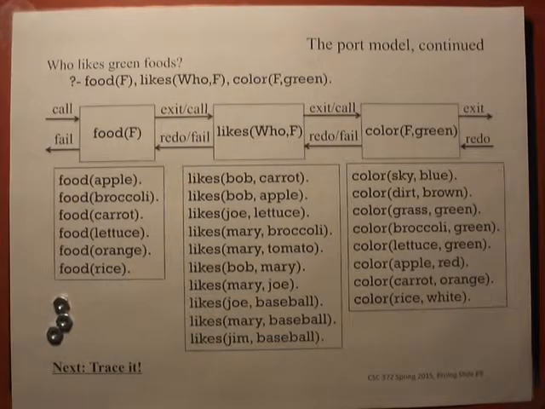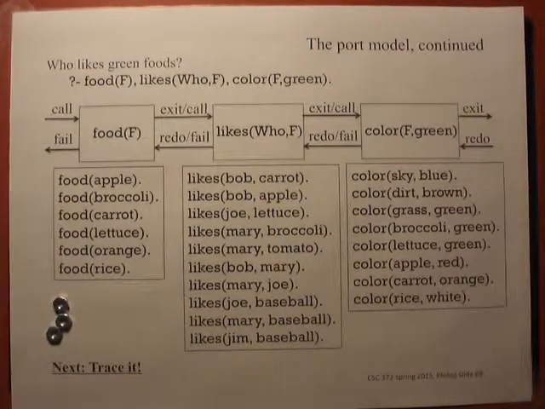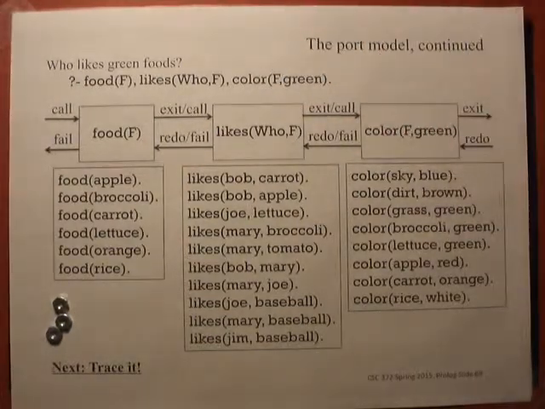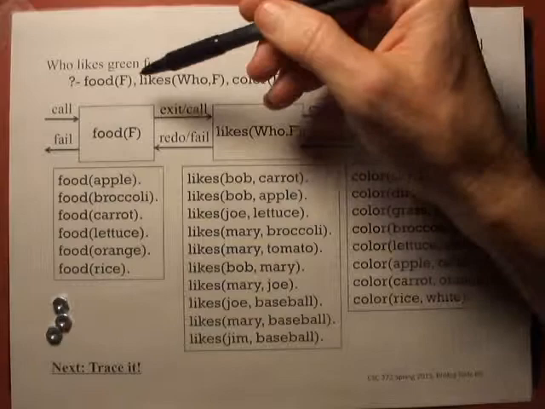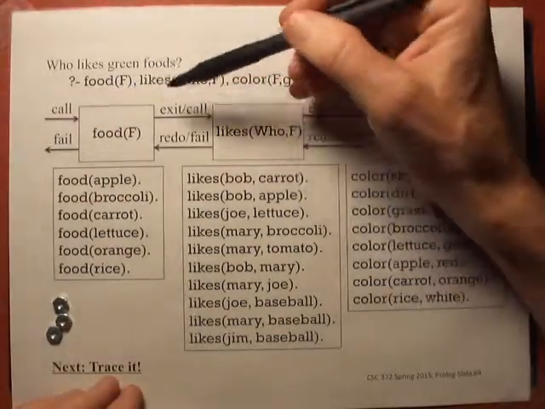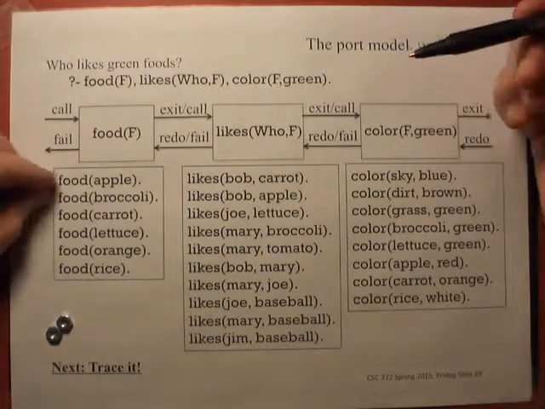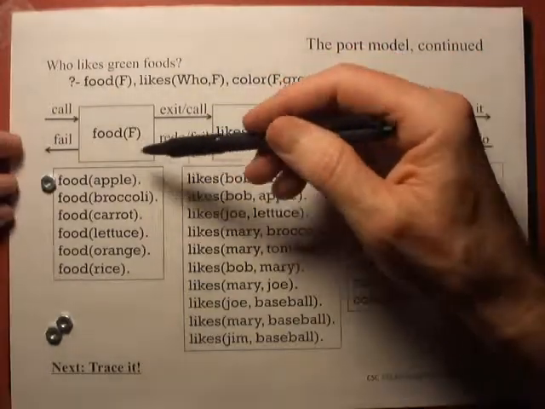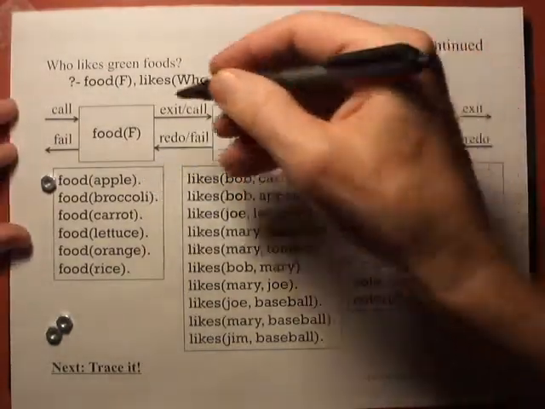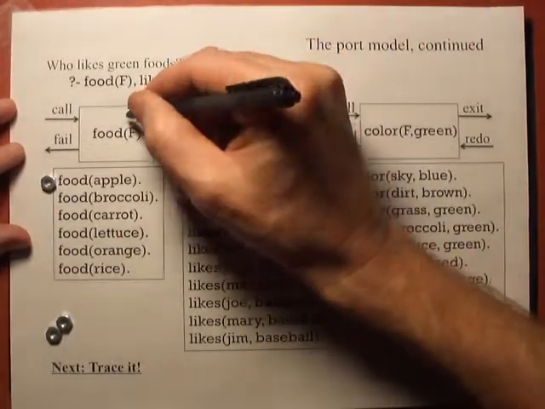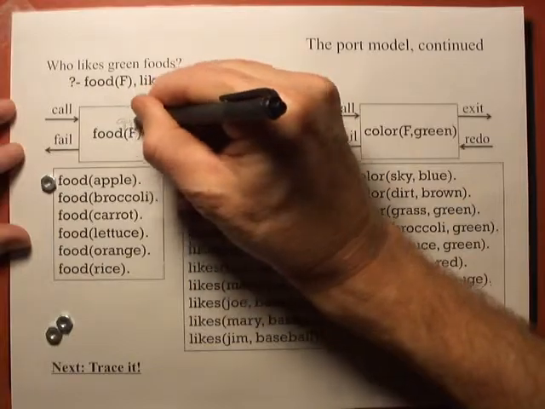Okay, this is slide 69. We're going to work through execution of a query that finds out who likes green foods. So we start off here with our first goal, food F. We start searching for a fact that unifies with food F. We find one right away with food apple, and that instantiates F to the value apple.